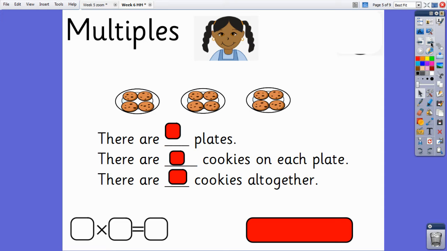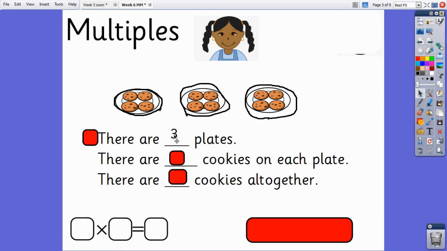We've got some cookies on some plates. We're going to answer the first question together. How many plates are there? Let's check. There are 1, 2, 3 plates. There are 3 plates. Could you please pause the video while you write down your answers to the next 2 sentences? How many cookies are on each plate? How many cookies are there all together? Pause the video and write down your answers.